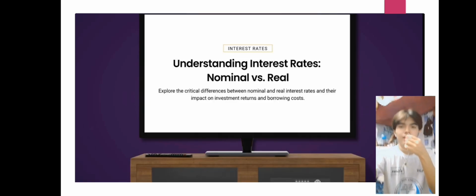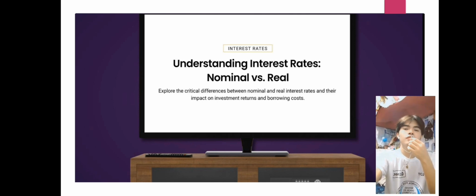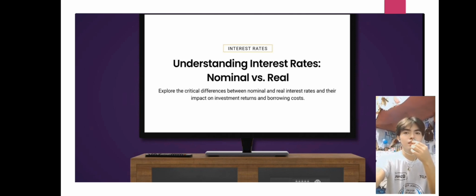Next is slide 3. Understanding interest rates, nominal versus real. This section focuses on the key differences between nominal and real interest rates, explaining how each one affects the actual value of investment earnings and the true cost of borrowing. By learning the distinction, individuals and businesses can better evaluate financial decisions and plan more effectively for the future.